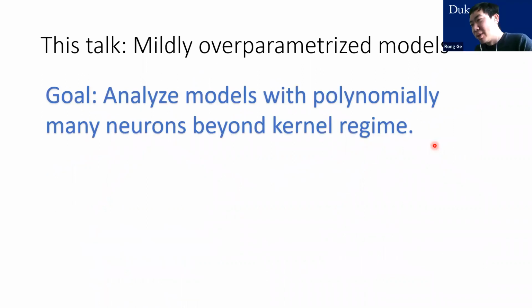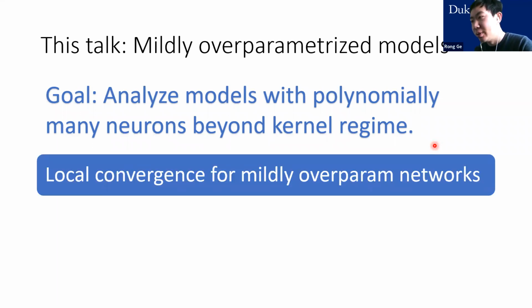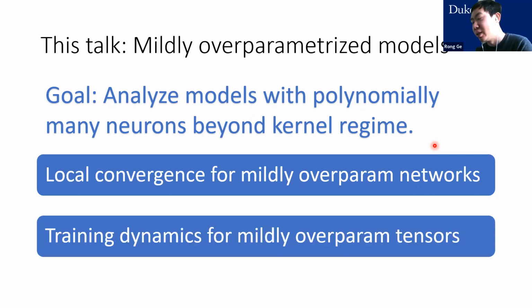you. And of course, existing analyses don't immediately do that because they require exponentially many neurons. So what we are trying to do is to analyze models with polynomially many neurons, and we call these models the mildly overparameterized models. We'll be talking about two works in this direction. One is the local convergence analysis for mildly overparameterized neural networks, and the other is a more global take on the training dynamics for a mildly overparameterized tensor model.